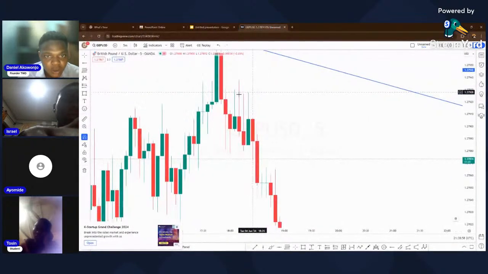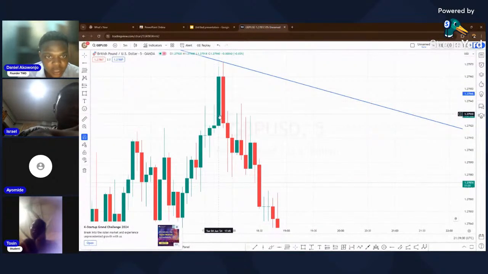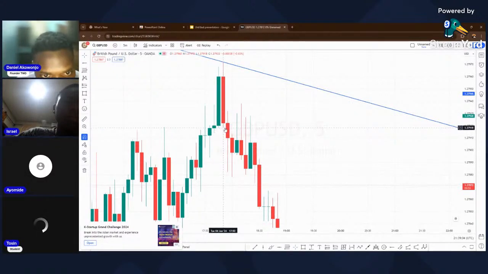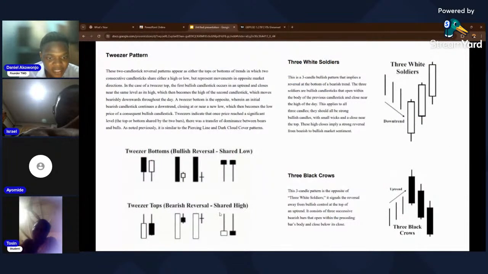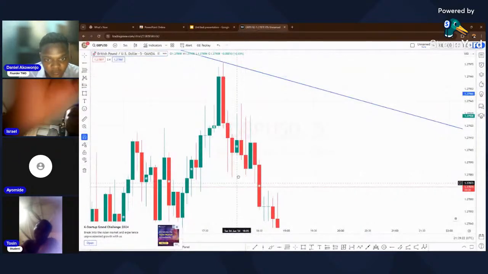Now, look at these two candlesticks. You can see this bullish candlestick and this bearish candlestick. Look at them. Their wicks are on the same level. I hope you can see that. That signifies this particular tweezer bottom, when the bottoms are actually on the same level. It doesn't matter even if the heads or the bottoms are on the same level, but once you see the bottoms on the same level.